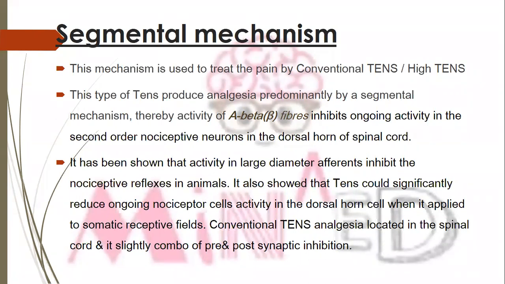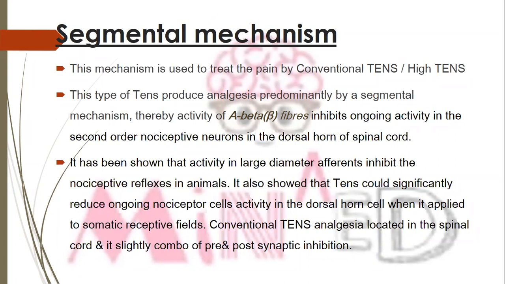It has been shown that activity in the large diameter afferents inhibits the nociceptive reflexes in animals. It also showed that TENS could significantly reduce ongoing nociceptor cell activity in the dorsal horn cell when applied to somatic receptive fields. That is, conventional TENS analgesia is located in the spinal cord, and it is a combination of presynaptic and postsynaptic inhibition.